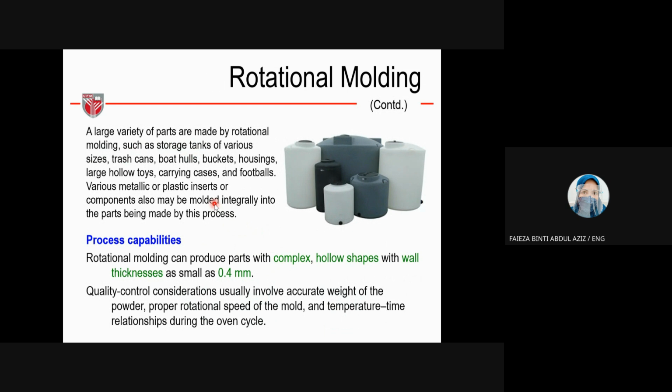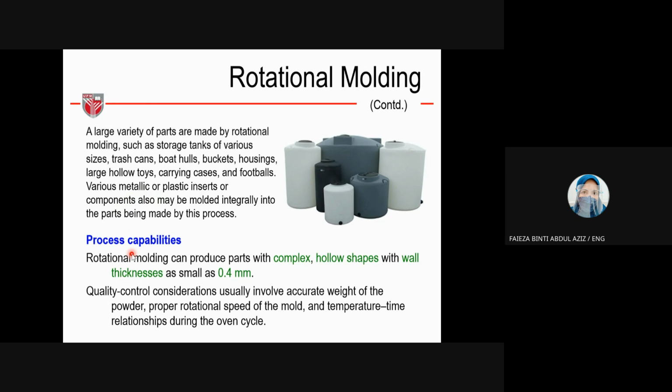A large variety of parts are made by rotational molding, such as storage tanks of various sizes, trash cans, bolts, buckets, housings, carrying cases, and footballs. So various metallic or plastic inserts or components also may be molded integrally into the parts being made by this process. Okay.